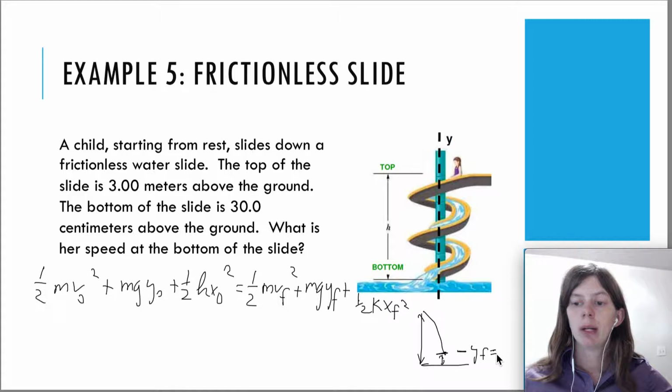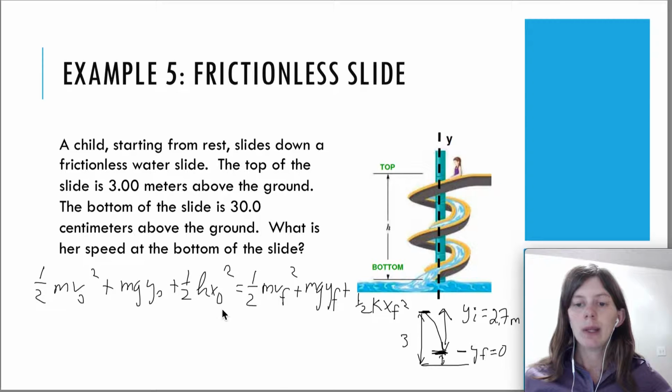This is going to be y final equals 0. That's where she gets to, where we care what her speed is. So that means her y initial is up here. I'm not going to use 3 meters for the y initial because it's the position relative to the zero level. If this is 3 meters and this is 30 centimeters, which is 0.3 meters, then y initial is 3 minus 0.3, which is 2.7 meters. So I'm just defining my position relative to my zero level, which is right here. So that's 2.7 meters from here to here.